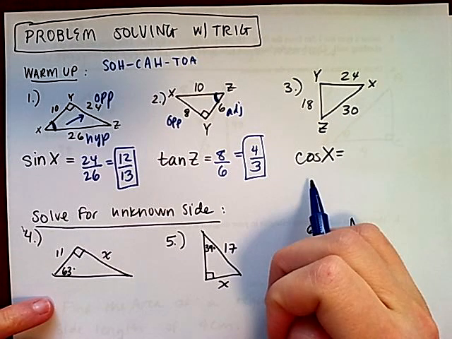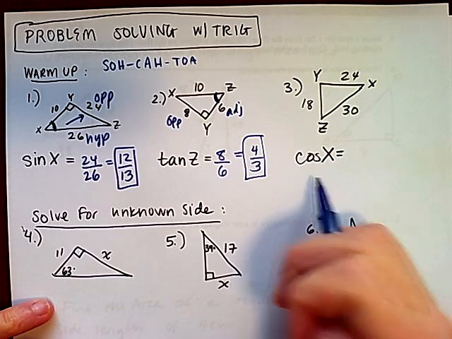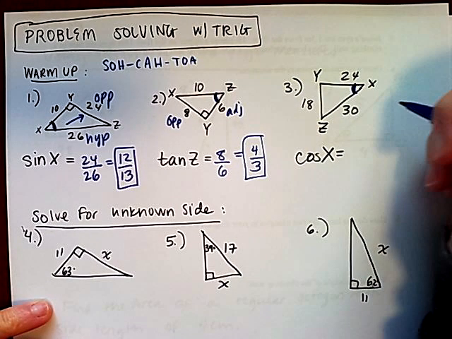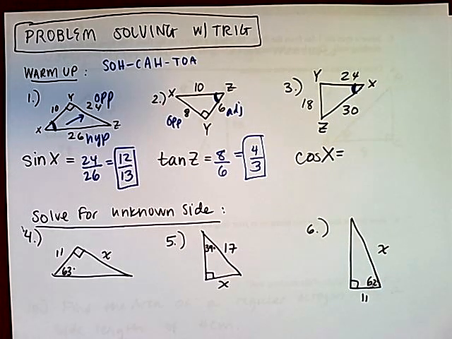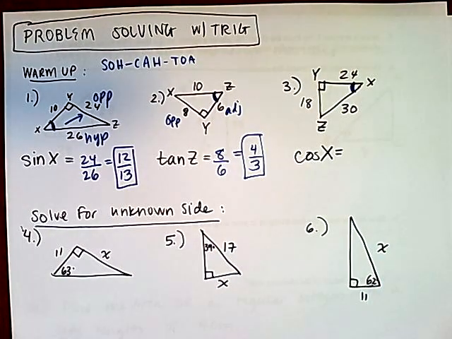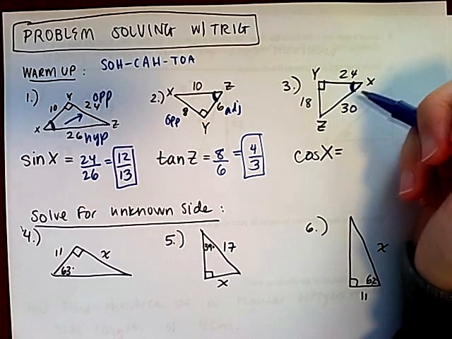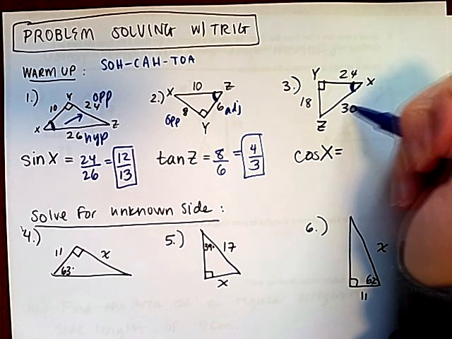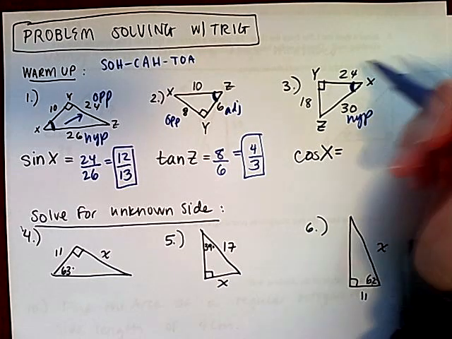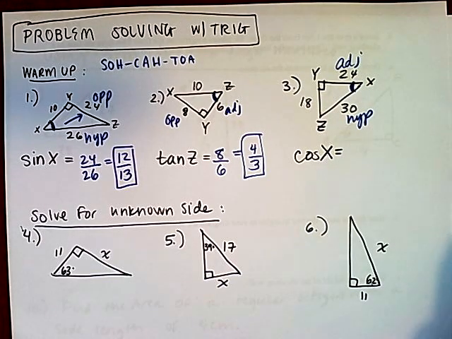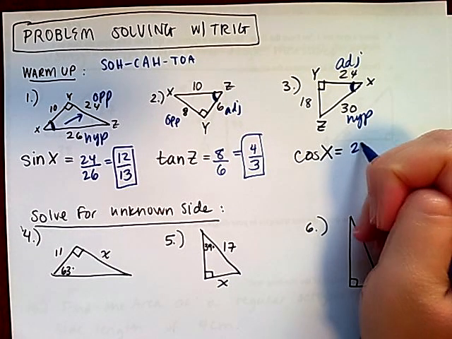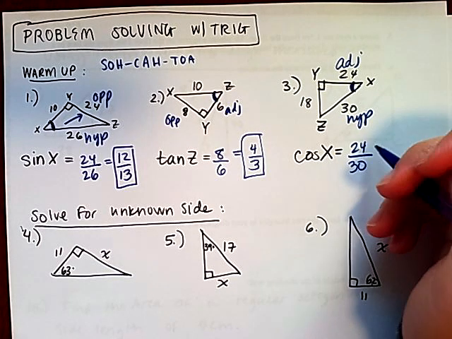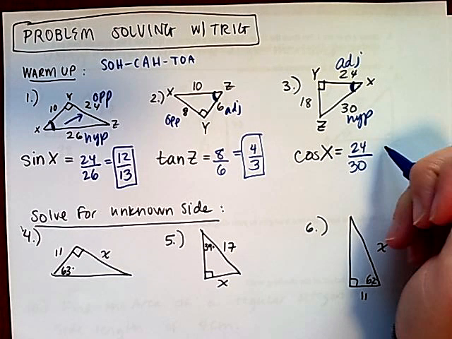Okay, so now for cosine of x, angle x is up here, and cosine is adjacent over hypotenuse. I forgot to draw on my right angle, but it is right there. Adjacent would be the side next to the angle x that's not the hypotenuse. Hypotenuse would be across from the right angle, and this would be adjacent. So adjacent over hypotenuse would be 24 over 30. And then I could simplify that by dividing top and bottom by 6, and I would get 4/5.